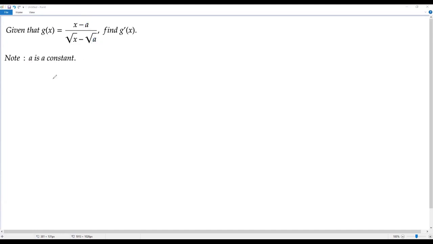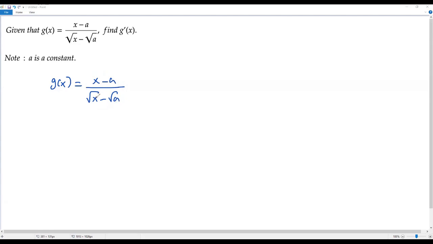Okay, now to get the derivative of the given function g of x, first let me write the given function as it is. That is g of x equals (x - a) over (square root of x - square root of a). Before I start finding the derivative, I'm going to do some simplification in the given function, because if I simplify it, the process of finding the derivative will be easier. So what kind of simplification can we do in this function?